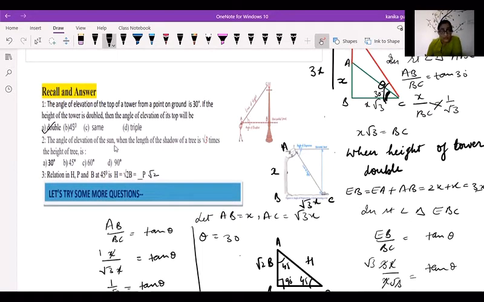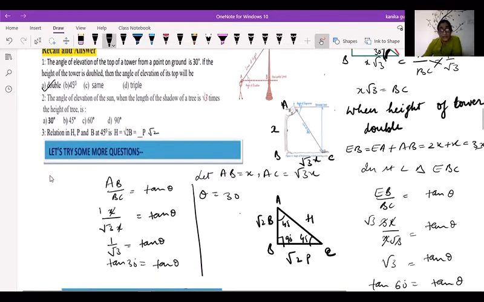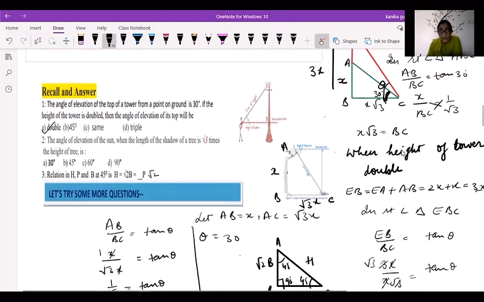The angle of elevation of the sun when the length of the shadow of the tree is under root 3 times the height of the tree is? Now, this is the right angle triangle that is given to you. Suppose AB is equal to x, then BC is equal to under root 3x, since the base is under root 3 times the height.